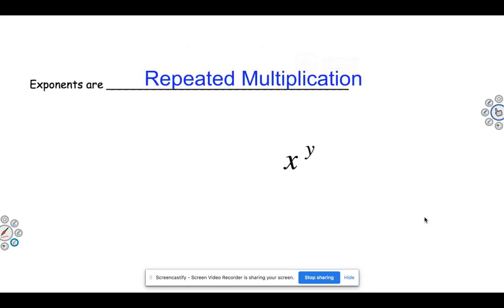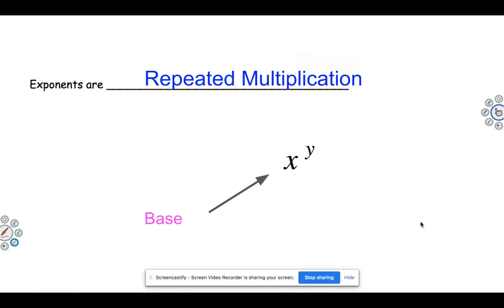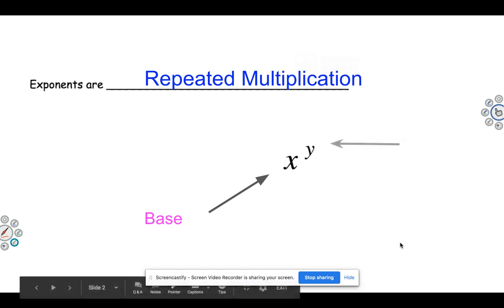Exponents are repeated multiplication. When you have an exponent, it means that you're multiplying the base the number of times that the exponent is. In order to do that, we want to talk about some vocabulary. The first thing you need to know is the number on the bottom. That's our base. The base is the number that's getting multiplied repeatedly. The y is going to be called our exponent. That's the number of times that you're going to multiply the base by itself.